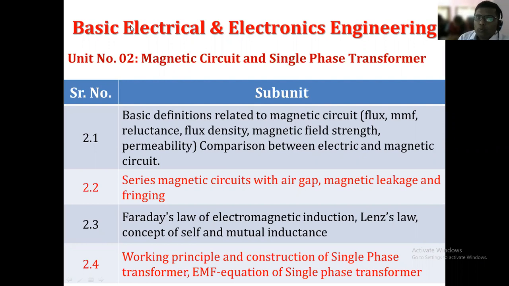Okay, so 2.1 is over. Then 2.2, series magnetic circuit with air gap, comma magnetic leakage, and fringing.